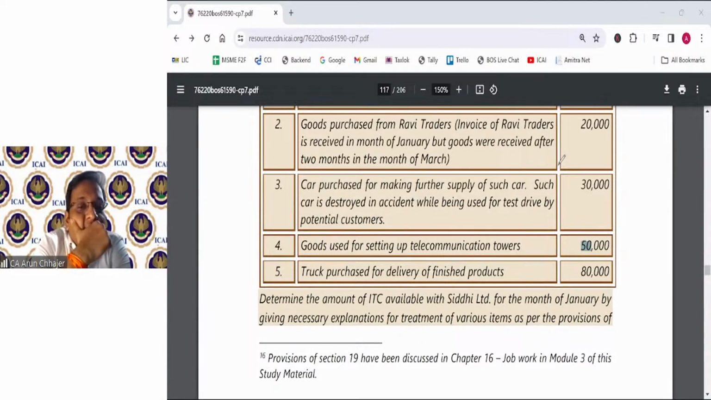Aniket, absolutely correct. Prerna, correct reply. Viraj, correct reply. I'm talking about the last question, for the telecommunication tower; for this question I'm yet to receive the reply. I received the reply from Viraj. Absolutely correct. So ITC is not blocked for transportation of goods.